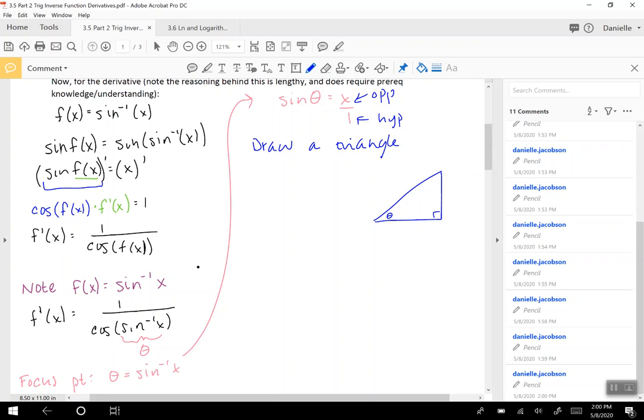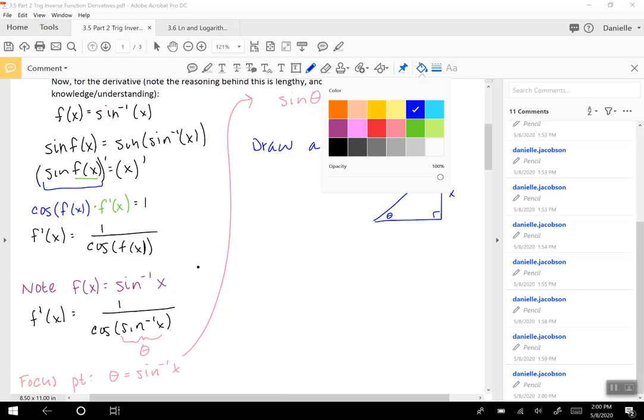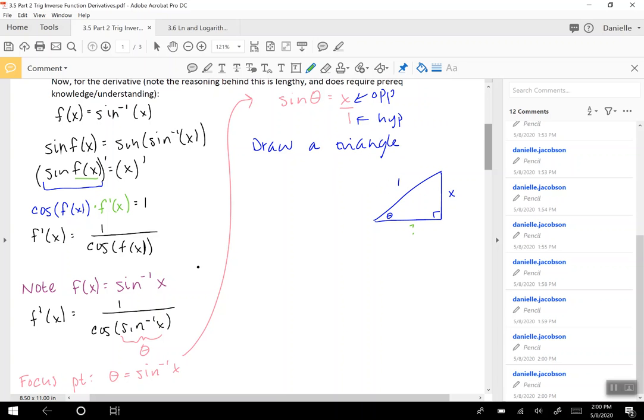The opposite is x. The hypotenuse is 1. All right, if I wanted to try to find the cosine, this whole thing is the cosine of theta, so I'm looking for the cosine of this triangle, then I'm going to need this bottom value right here. Well, we have a right triangle with two sides, and that means we can use the Pythagorean theorem to figure out what this question mark is equal to.